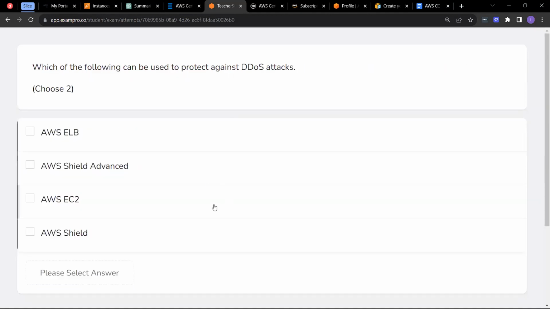The next question: which of the following can be used to protect against DDoS attacks? This one will be cheap. We are selecting 2 answers. Okay, so 2 and 4. AK says 4. Abdul says 4. Eli says 2, 4. So yes, that is correct. The AWS Shield, and we know that EC2 is an instance, ELB is a load balancer. So Shield and then Shield Advanced. Good.